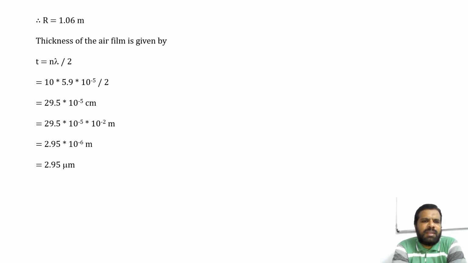Thickness of the air film is given by t is equal to n lambda divided by 2. That is equal to 10 into 5.9 into 10 raised to minus 5 divided by 2. That is equal to 29.5 into 10 raised to minus 5 centimeters, that is equal to 29.5 into 10 raised to minus 5 into 10 raised to minus 2 meters. That is equal to 2.95 into 10 raised to minus 6 meters. That is equal to 2.95 micrometer is the thickness of the air film.